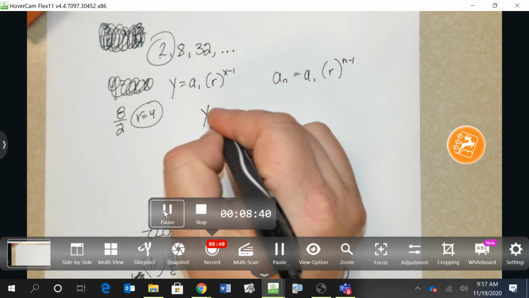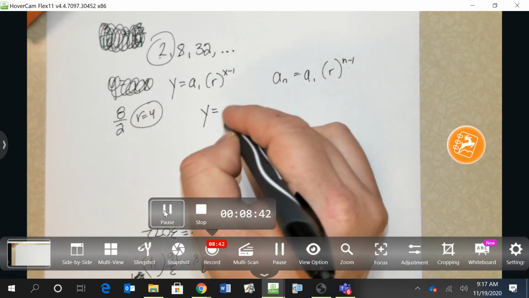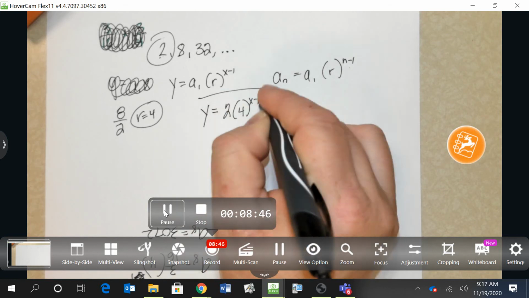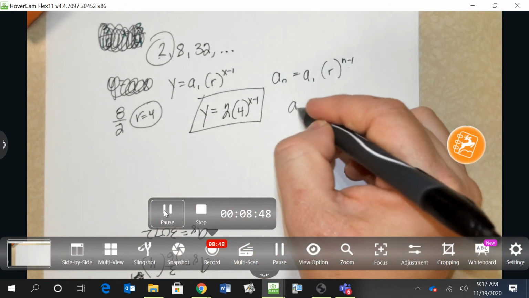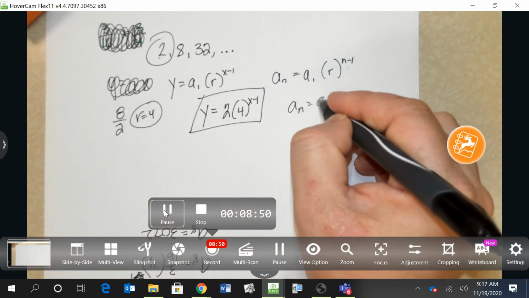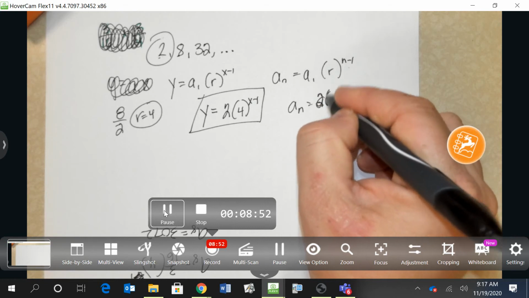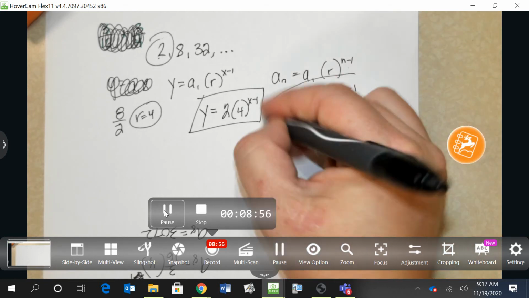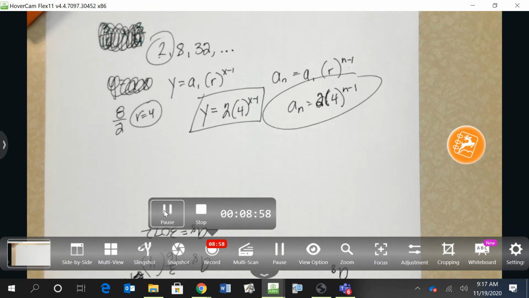So what would I give you credit for? I'd give you credit if you put 2 times 4 raised to the x minus 1. I'd give you full credit for that. And full credit for 2 times 4 raised to the n minus 1. Full credit for that. All right.